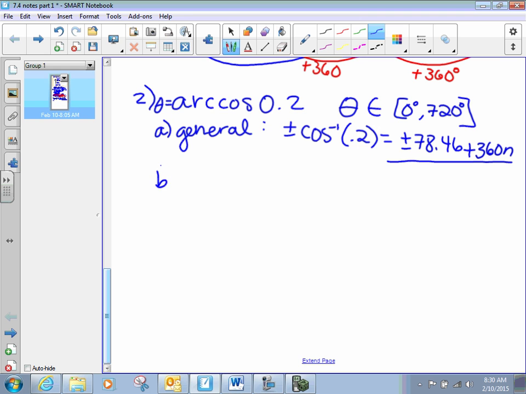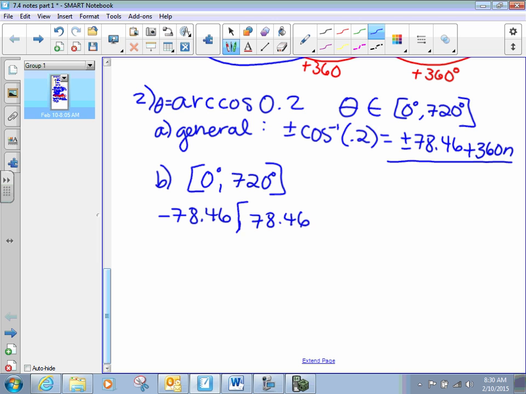So now for the given interval of 0 to 720 degrees, I'm going to first start with my smallest angle, which is negative 78.46, and then the next one would be 78.46. But I know that I can't use this one because that's less than 100, so this is kind of where I start. But I want to fill in these missing angles, so I can add 360 to this one to get this.